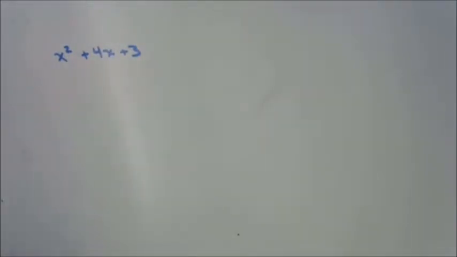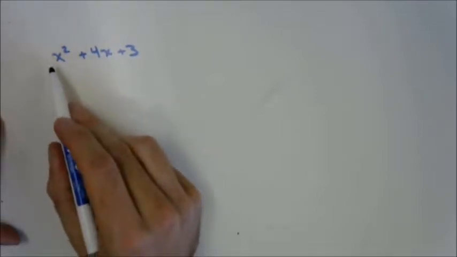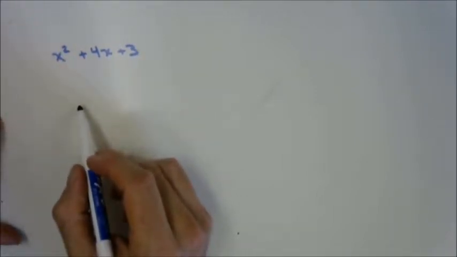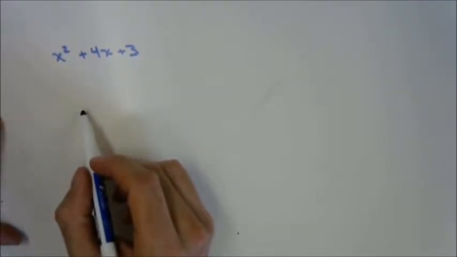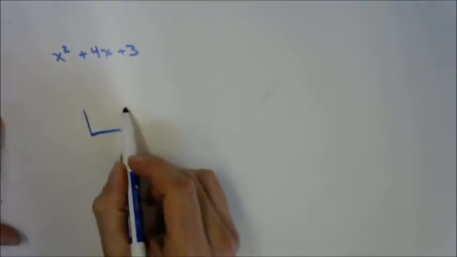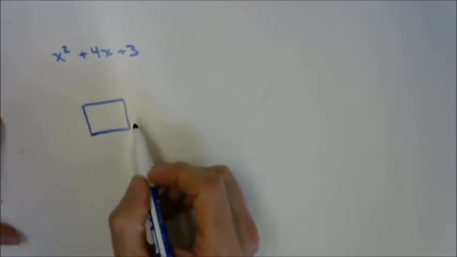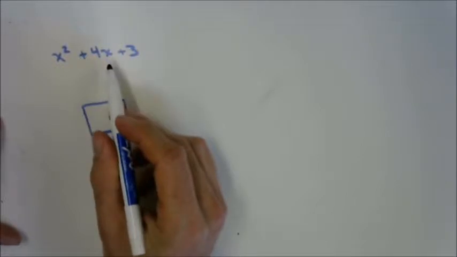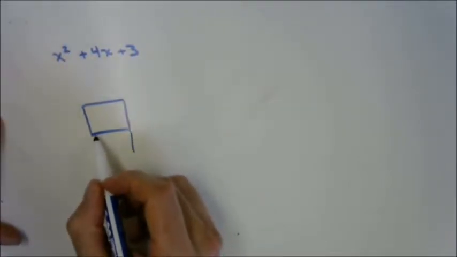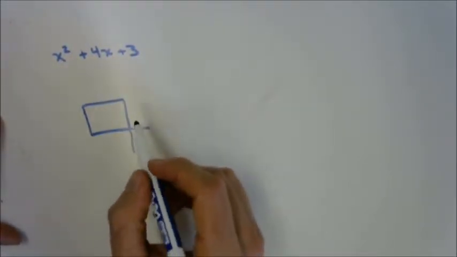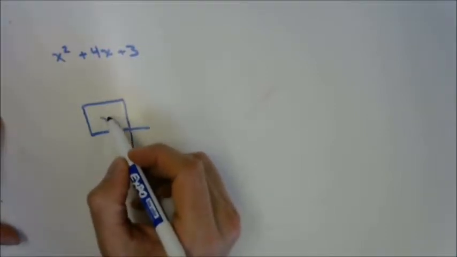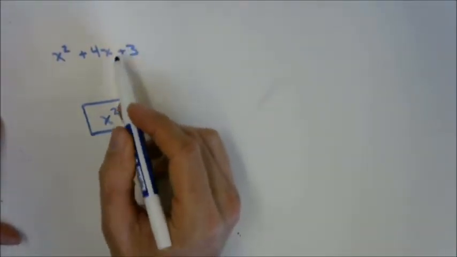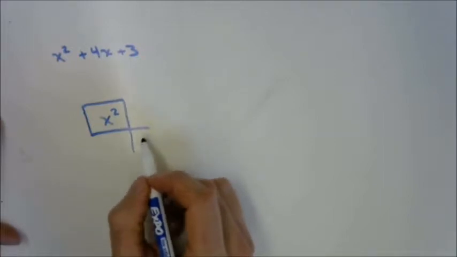And I'm just going to draw it as algebra tiles. So we've got x squared, and we have 4 x's. So I know in this grid there's going to be 4 x's, and there's going to be 3 1's in this bottom area.